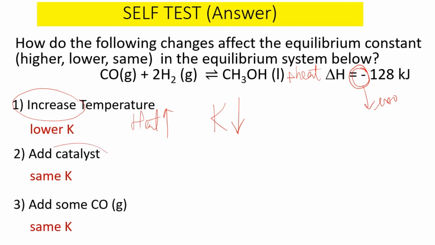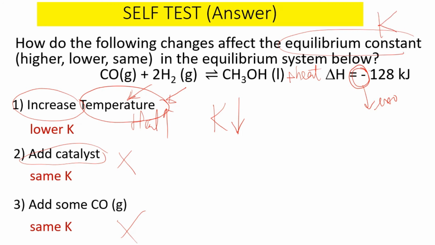The second one, adding a catalyst. Remember, only temperature will affect the value of K. The rest, no change. No matter what you do to the system, as long as it is not temperature, it will never change the value of K. The K value can only be changed if we change the temperature. Okay?